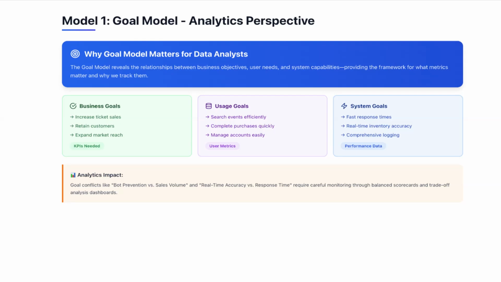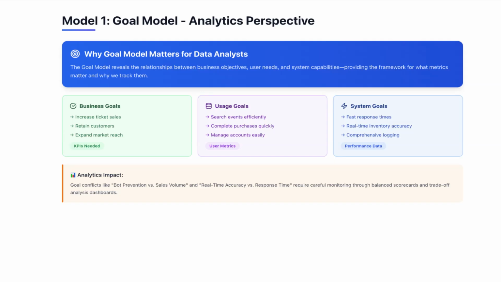The first module relevant to data analyst is the goal model, which I developed for our SRS project. It reveals relationships between business objectives, user needs, and system capabilities, showing what metrics matter and why. The model has three layers: business goals like increasing sales, usage goals like searching events efficiently, and system goals like fast response times. This hierarchy shows how business objectives translate into measurable KPIs.